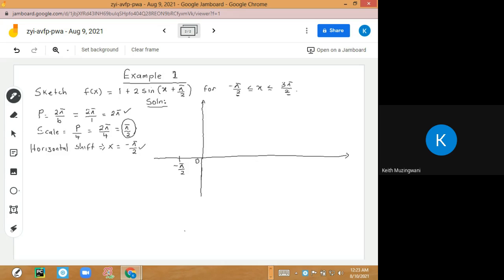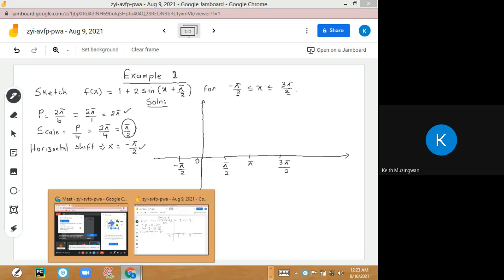0 plus pi over 2, no, pi over 2 is 90. So 0 plus 90 will move to 90, which is pi over 2. 90 plus 90, 180. 180 is pi. 180 plus 90, 270. 270 is 3 pi over 2. The interval tells us we should stop here. So we'll end at that point.